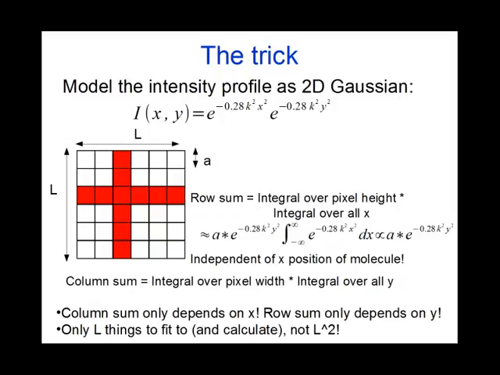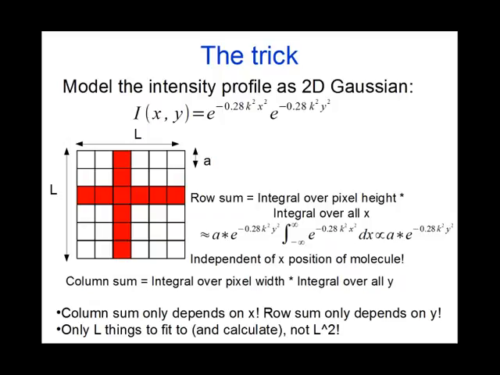Well, this function is separable, which means that if we were to sum all of the intensities in this column, we would get something that only depends on the x-coordinate of the molecule. And if we sum in this row, we get something that only depends on the y-coordinate of the molecule. So if you have an L by L data set, we could do our fits on L data points instead of L squared data points. This is a square root speedup.